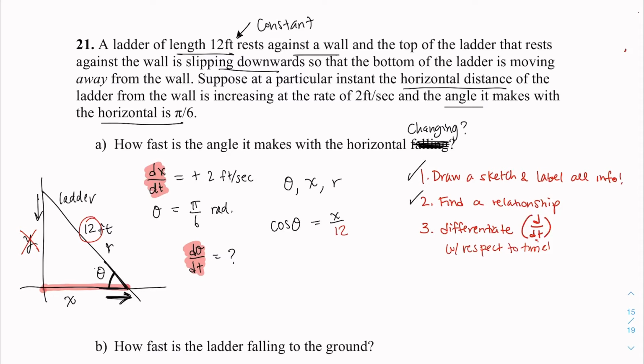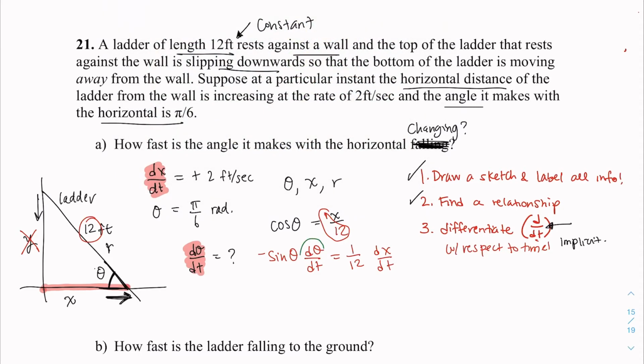So remember, every variable, even x, will be followed by a d whatever dt. So d theta dt or dx dt. We're using implicit differentiation here. So the derivative of cosine theta will be negative sine theta d theta dt equals the derivative of x over 12. Well, let's bring down the constant first. It will be 1/12 and then dx dt. At this step, we should circle what we need to know, what they're asking us for.